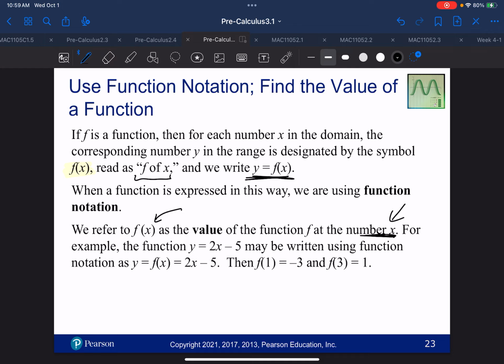So just like when we find f of 1, that tells us to plug 1 into the function f. For example, if they gave us the function 2x minus 5, and they told us to find f of 1, then we would plug 1 into f everywhere we see an x. So 2 times 1 minus 5, and 2 minus 5 is equal to negative 3. So therefore we can say that f of 3 is equal to 1, which means that 1 is the y value when x is equal to 3.